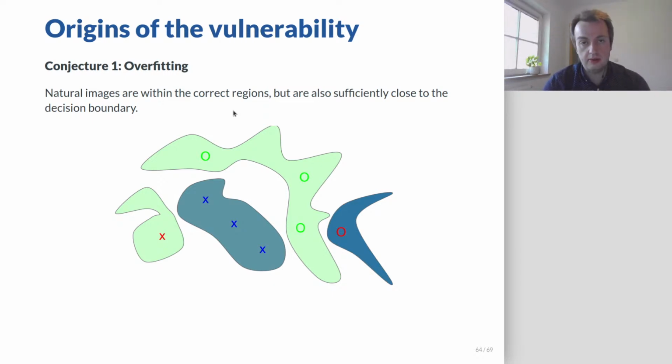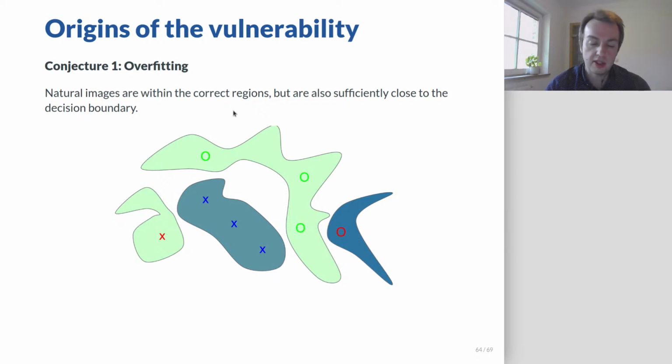All right. So, as I said, this phenomenon is still a bit mysterious, but there are several hypotheses, several assumptions that try to explain the origins of this vulnerability. All of them are still conjecture, so it's very hypothetical what I'm saying here today. But one of the first conjectures is due to overfitting.